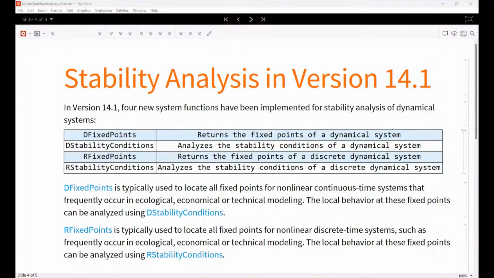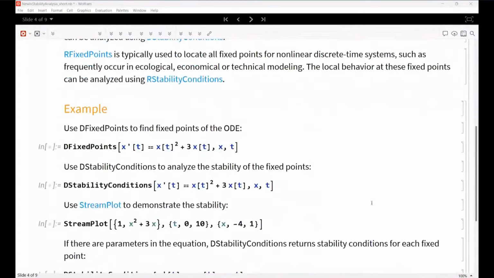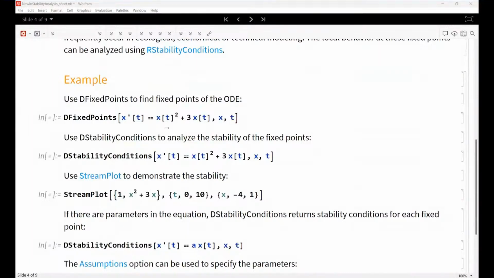FixedPoints returns all the fixed points of continuous time dynamical systems with differential equations, and StabilityConditions analyzes the stability of all fixed points. Similarly, DFixedPoints and DStabilityConditions do the same for discrete time dynamical systems with recurrence equations. As an example, let's try to find fixed points of the following first order nonlinear differential equation. We can write FixedPoints, the equation, the dependent variable, the independent variable, or time in this case, and that's it.